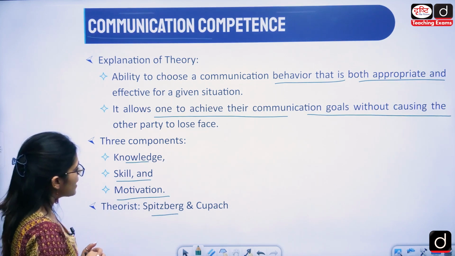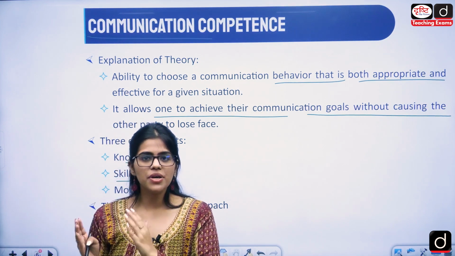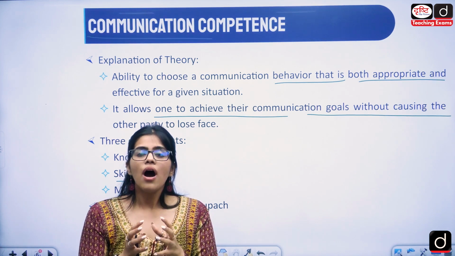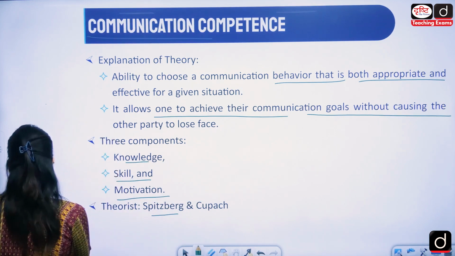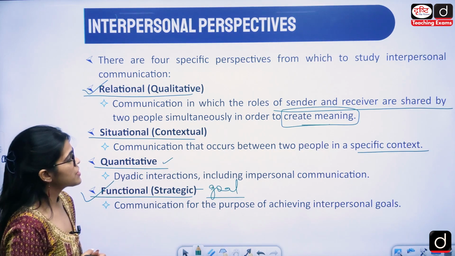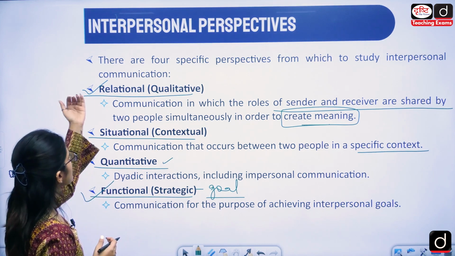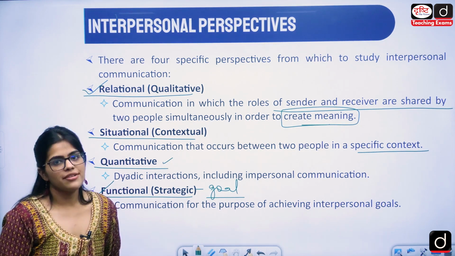With this, I think you have understood by now what is interpersonal communication, what are the three theories associated with it, how the different perspectives are involved, and what are the things that you need to look at when you talk about interpersonal communication. The perspectives that are there, that is the relational, the situational, the quantitative, and the strategic, right?